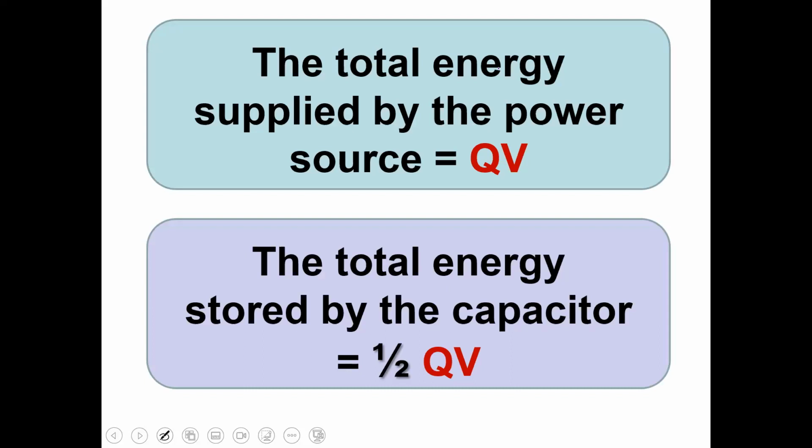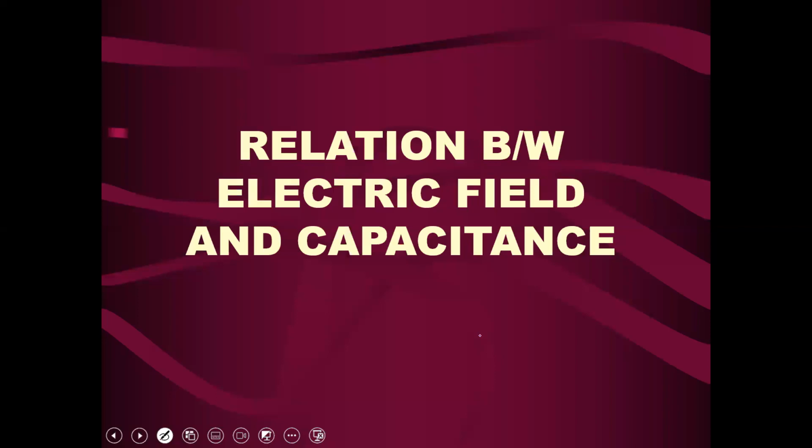Now, the total energy supplied by the source is QV. And the formula says that total energy stored by a capacitor is half QV. This means that every capacitor is actually not very efficient. Only half of the energy is stored. Relation between electric field and capacitance.